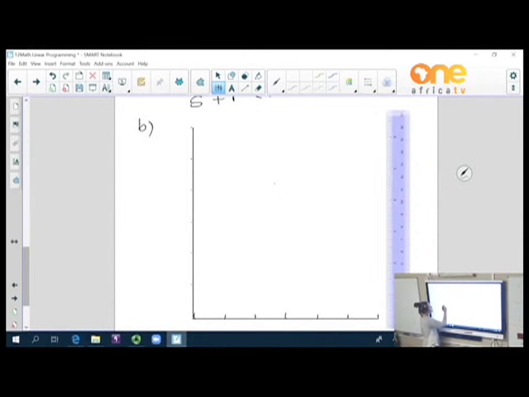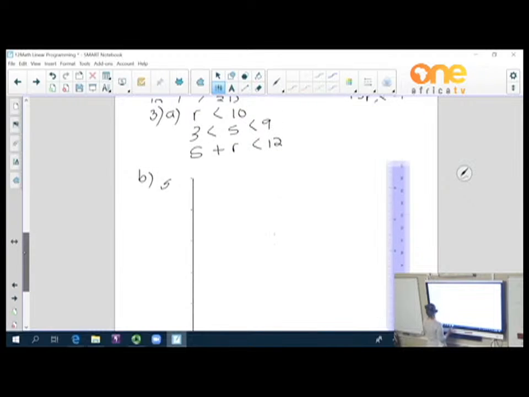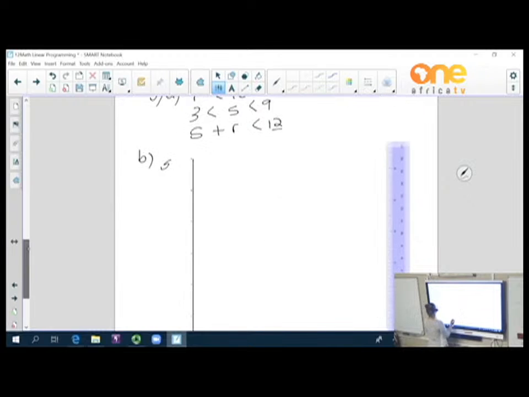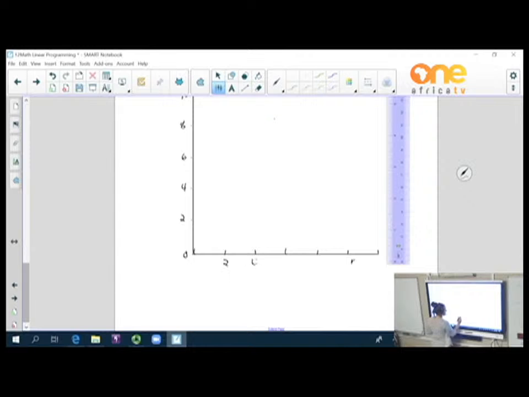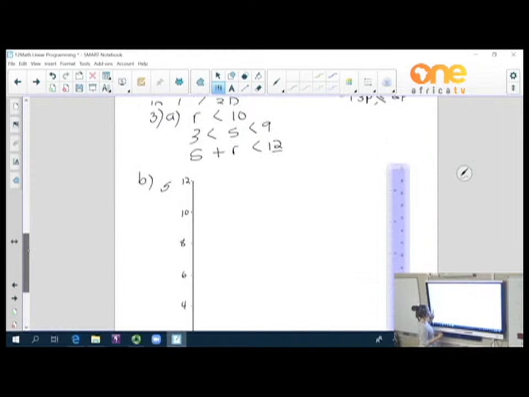So this will be number B, where we have regular oil and super oil. So we will have super and we will have regular. The most that we have is 12, so that will be our axis, 12. And we need to end with 0, 2, 4, 6, 8, 10, 12. And 2, 4, 6, 8, 10, and 12. Then we can start drawing.